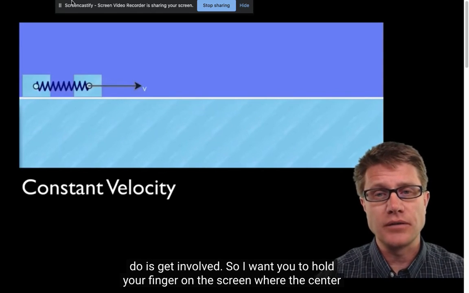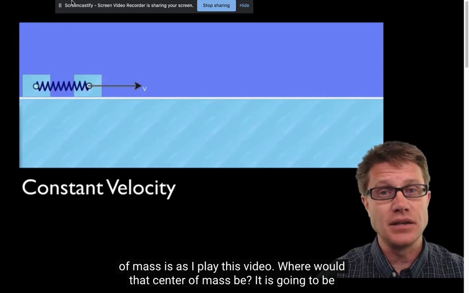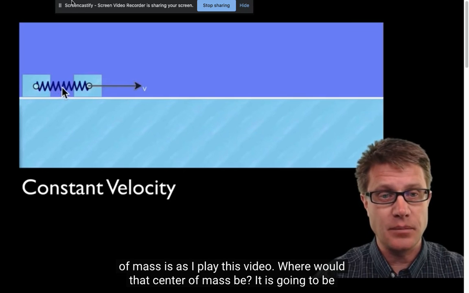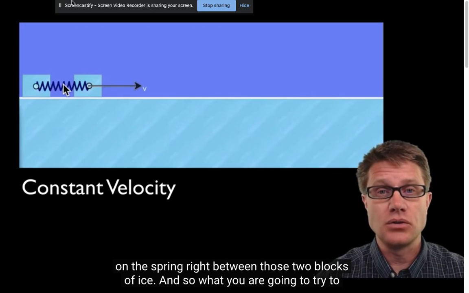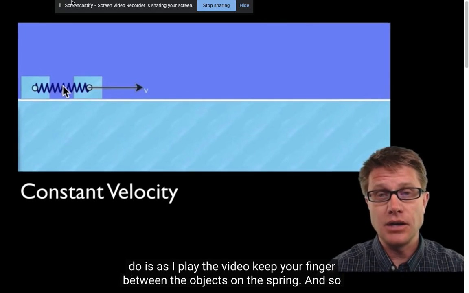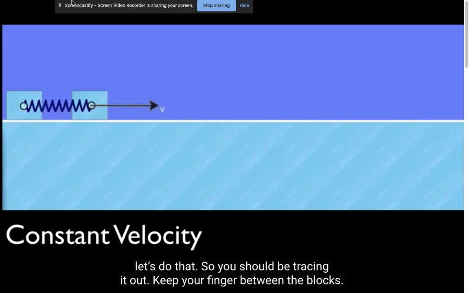But what I want you to do is get involved. If you do this, I want you to hold your finger on the screen where the center of mass is as I play this video. Where would that center of mass be? It's going to be on the spring right between those two blocks of ice. And so what you're going to try to do is, as I play the video, keep your finger between the objects on the spring. And so let's do that.